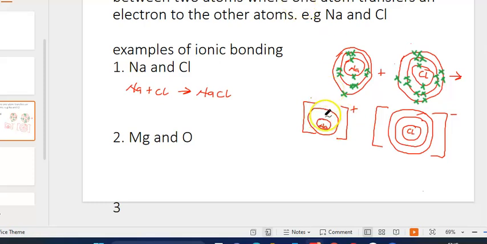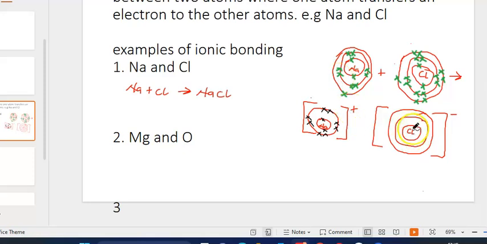So from there we are going to write for chlorine. So we have 1, 2, 3, 4, 5, 6, 7, 8, 9, 10. So basically this sodium, after losing one electron, is going to remain with 10 electrons.